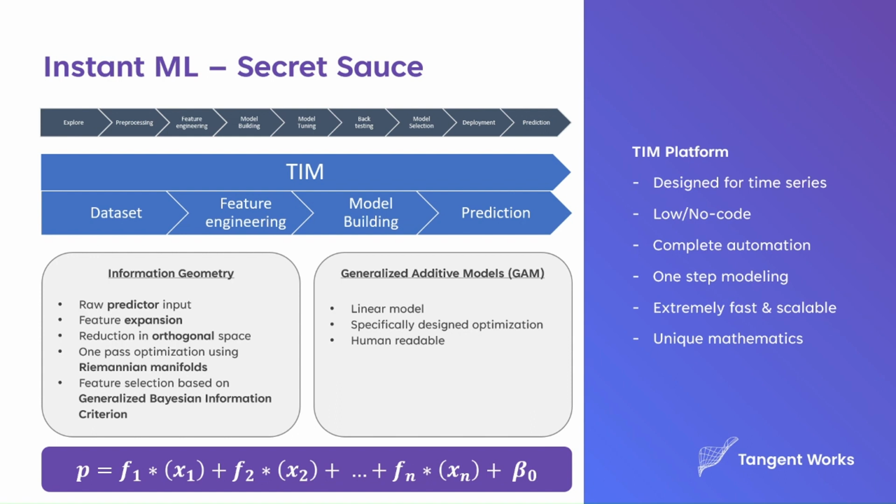First and most importantly, good feature engineering is a crucial step in extracting predictive value from your data. Secondly, efficient model building is needed to bring together the right features into a useful model. For the feature engineering, we uniquely use information geometry, and what that allows you to do is to reduce the training time of models to a matter of seconds to minutes.